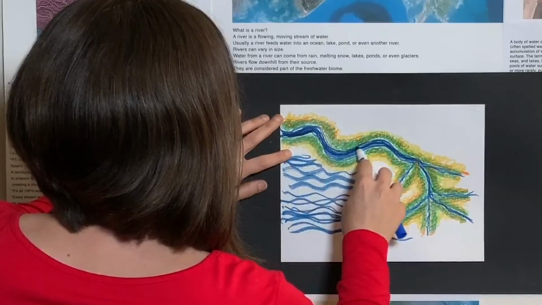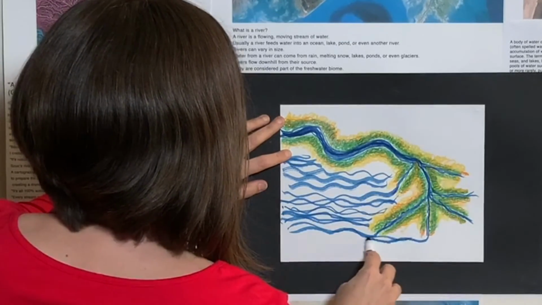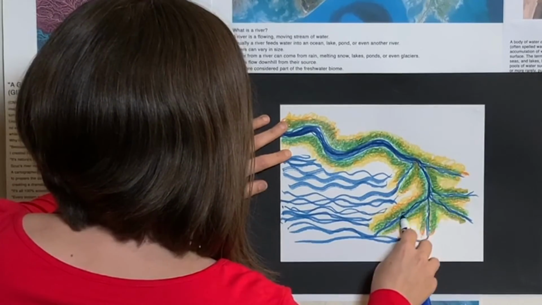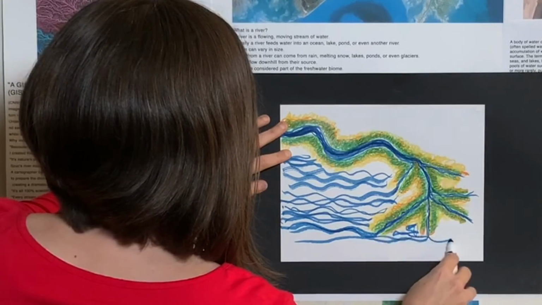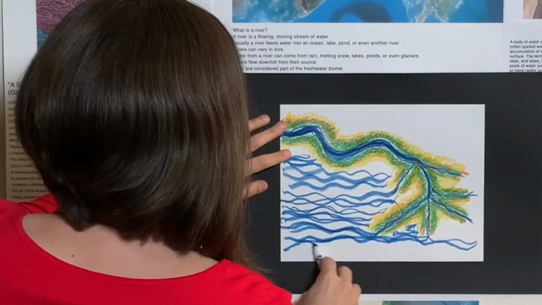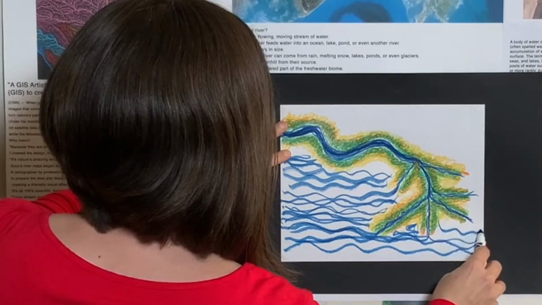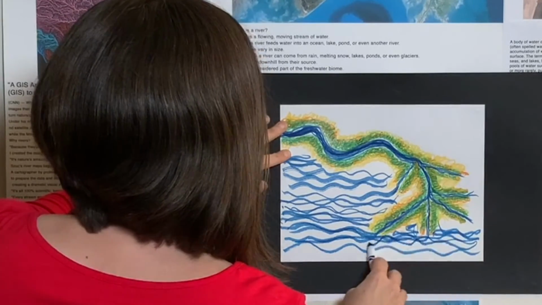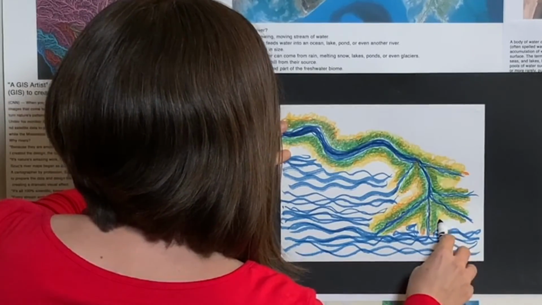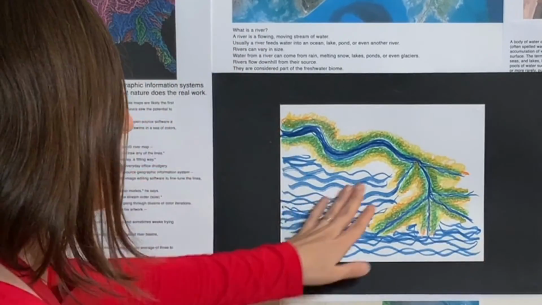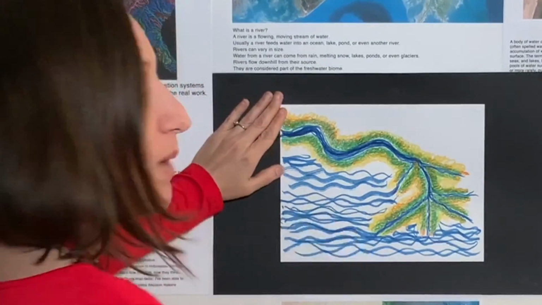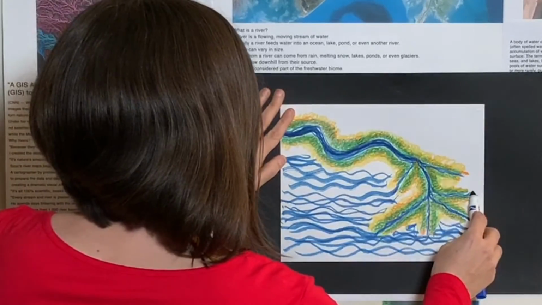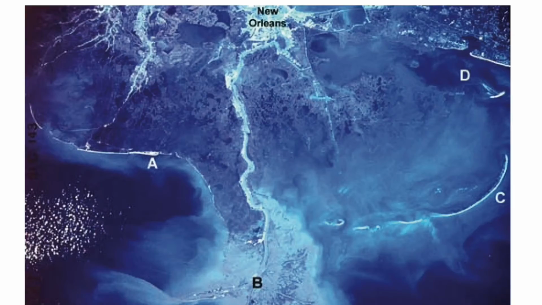So we're going to go down the river and out into the sea. Down and out into the sea. Keep going. And we're not trying to fill up the paper. We're just trying to make those wavy lines. You see the wavy lines? Keep making those wavy lines side to side.